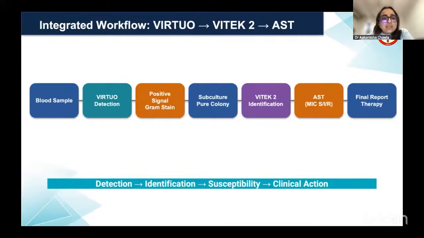So again, to summarize, you have a blood sample. The blood sample is put into the Virtuo machine for detection. Once there is a positive signal, it is taken, an immediate gram stain is done and it is subcultured for a colony. Once there is colony growth, it is further processed, put into the Vitek for identification and sensitivity. And this is the workflow that gives you the final culture sensitivity report.